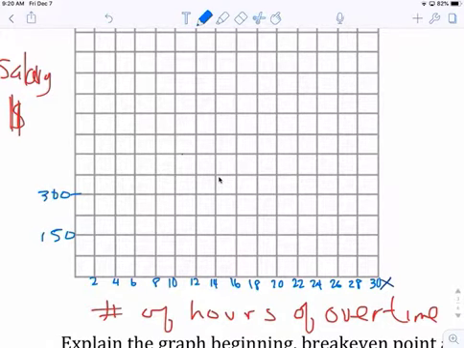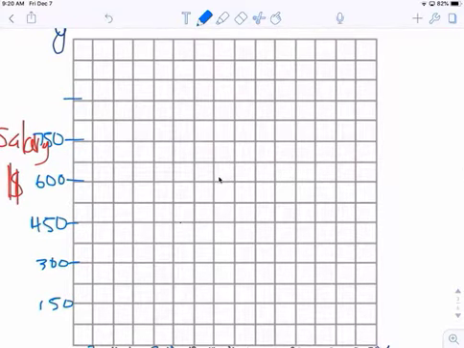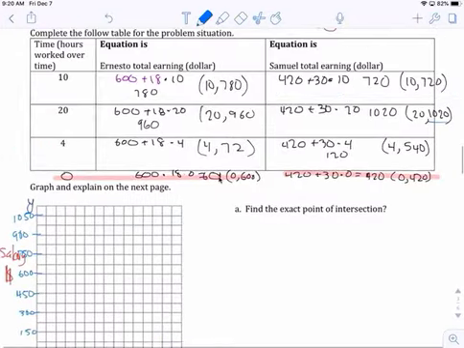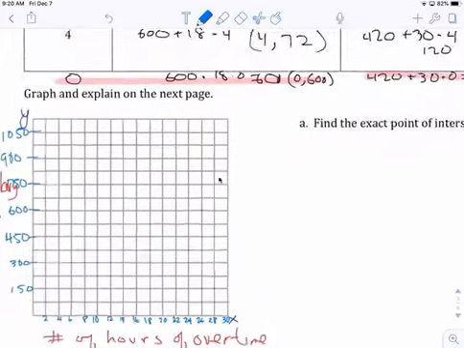300, 450. Add another 150 is 600, 750. Add another 900, right? 1,050. Very good. That will do it. Okay. And then graph. 10 and 780.